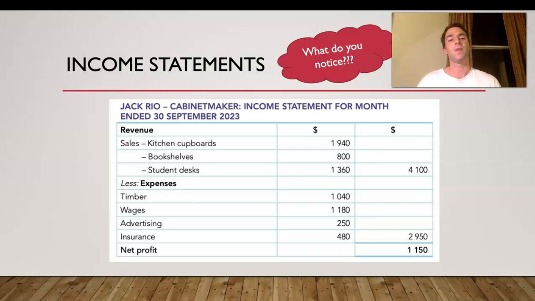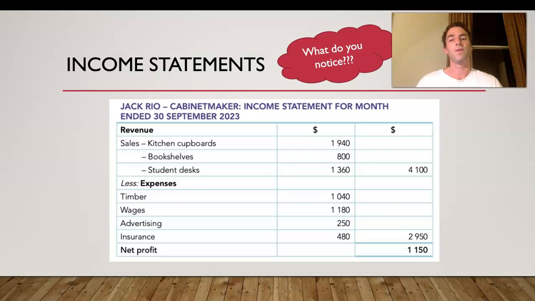You should notice at the top of the income statement there is some important information. It says the business name, the report that it is, the month that the report is for, and for how long. So in this case, the business is Jack Rio. We know it's an income statement. It is for 1 month of the business, and it is ended 30th September. So this is the income statement for Jack Rio for the month of September.